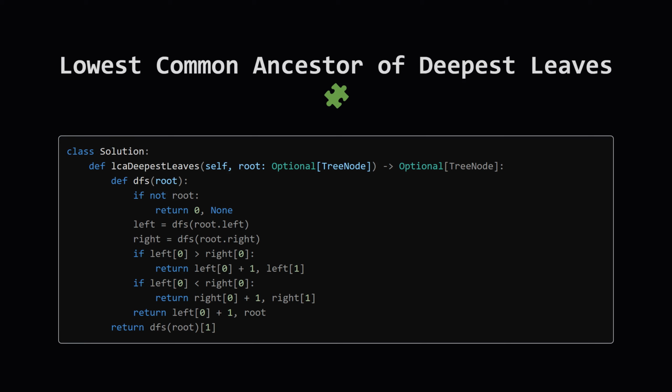The interesting case is when the maximum depth found in the left subtree is equal to the maximum depth found in the right subtree. This means the deepest leaves are spread across both sides, making the current node the lowest common ancestor for all of them. In this case, we return the shared depth, plus 1, and the current node itself. Calling this DFS function starting from the root of the whole tree gives us the final answer. We just need the second part of the return tuple, which is the LCA node.